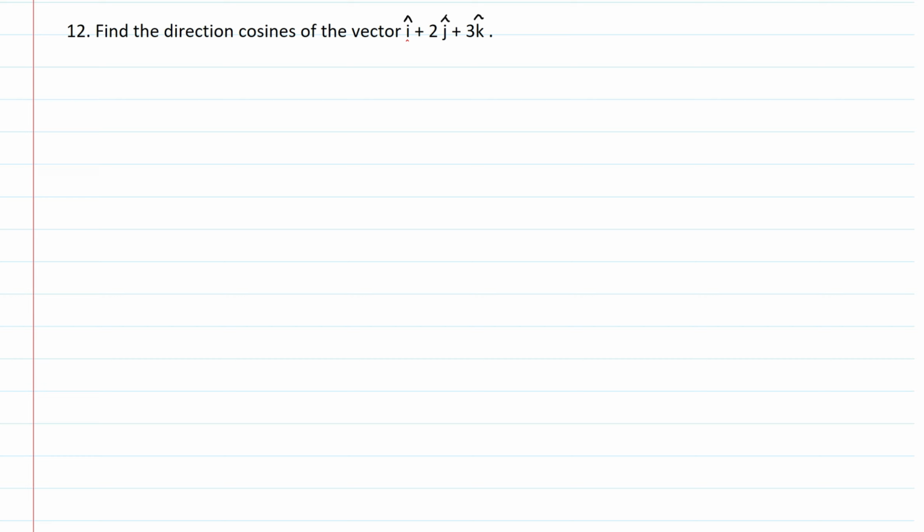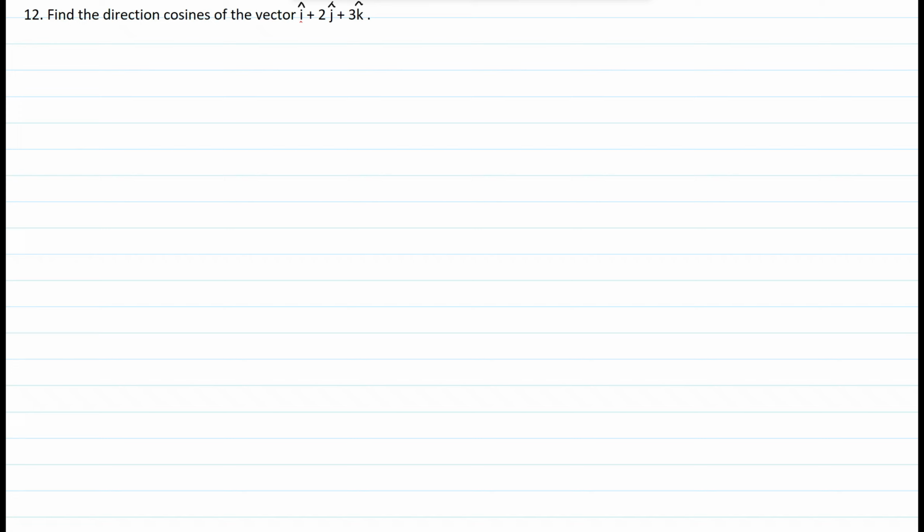In this video, we shall see question number 12 of exercise 10.2 of the CBSE Vector Algebra chapter, where we have to find the direction cosines of the vector i cap plus 2j cap plus 3k cap. So let's take this vector as a vector equal to i cap plus 2j cap plus 3k cap. Now you have to find the direction cosines.